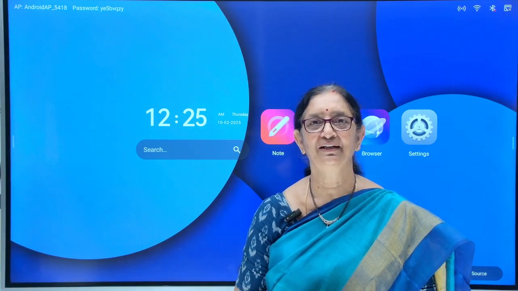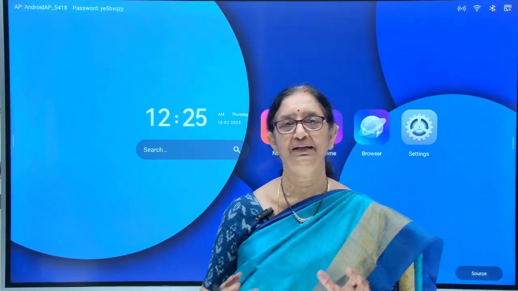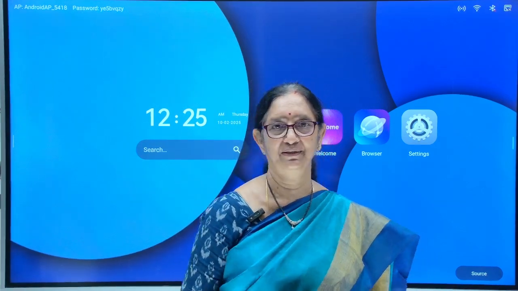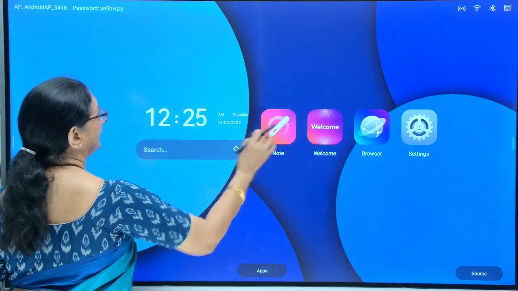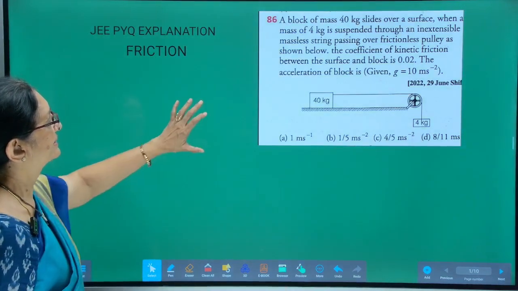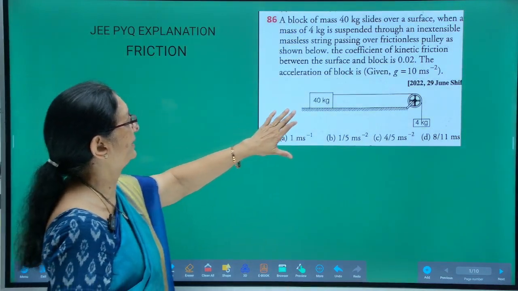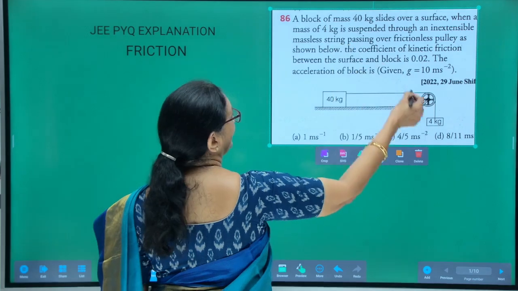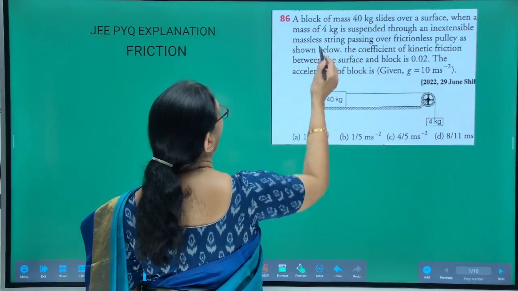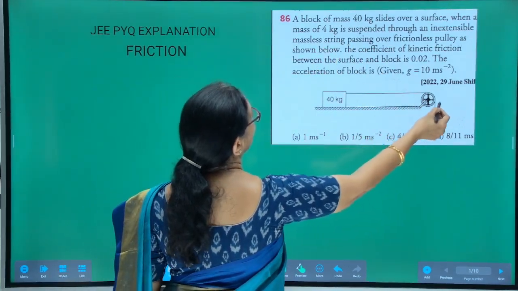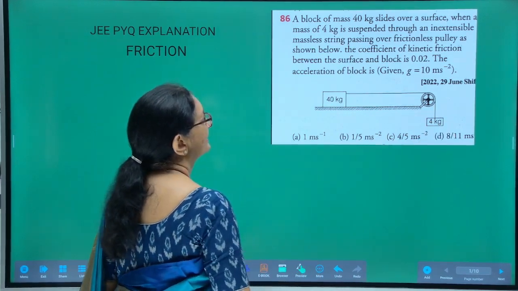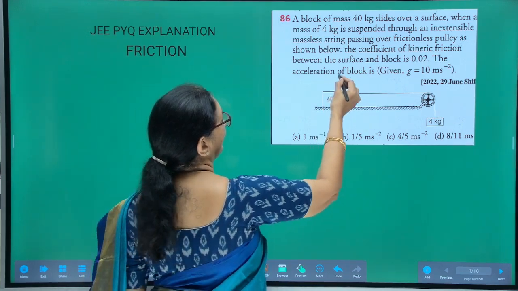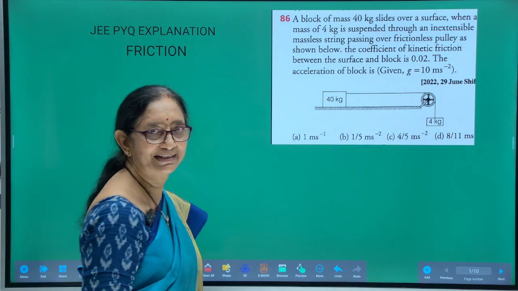In this session, I am going to explain previous JEE questions given on the topic friction. So, let us move on to the problems on friction. A block of mass 40 kg slides over a surface when a mass of 4 kg is suspended through an inextensible massless string passed over a frictionless pulley as shown. Coefficient of kinetic friction is given, what is the acceleration?